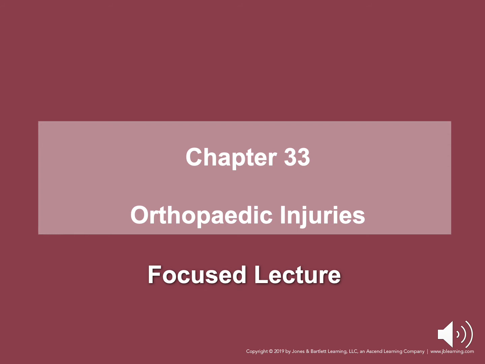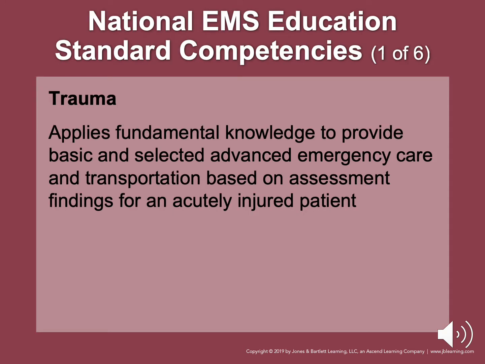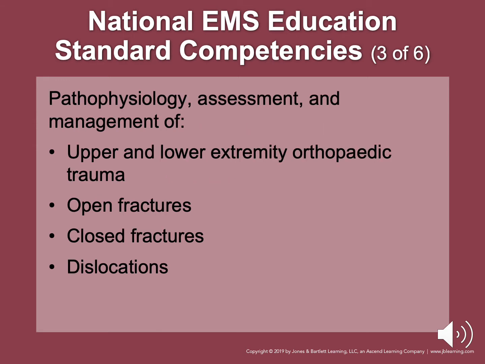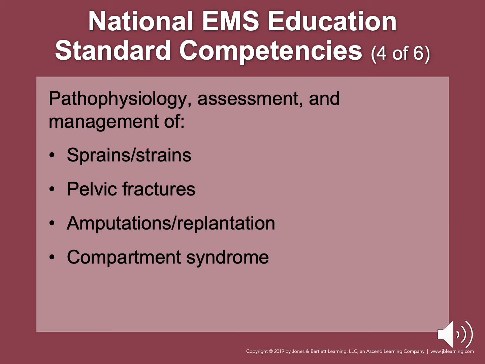Okay, this is chapter 33 when we're looking at orthopedic injuries. That is your national AEMT education. And we'll be looking at recognition of open, closed fractures, dislocations, amputation. Also looking at the physiology of upper and lower extremity trauma, open fractures, and closed fractures and dislocations, some patho stuff. Patho sprain and strains, pelvic fractures, amputations, replantation, also compartment syndrome.